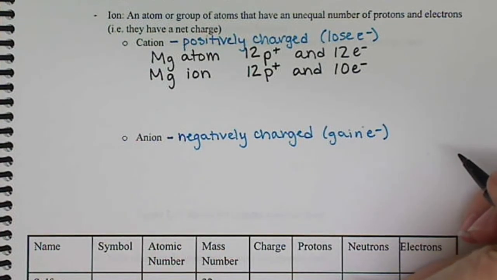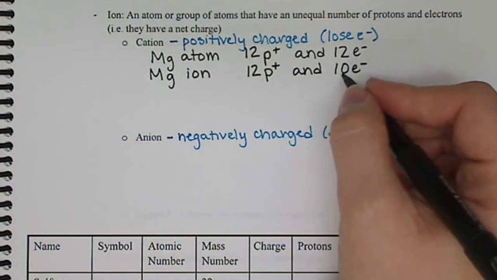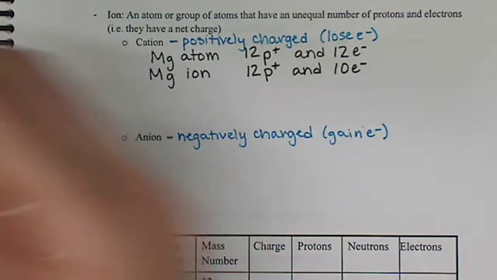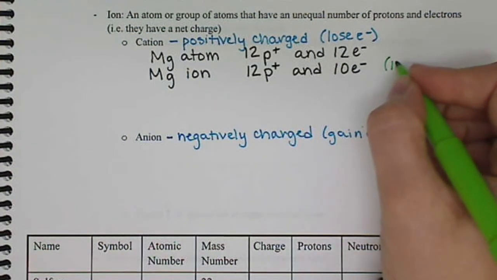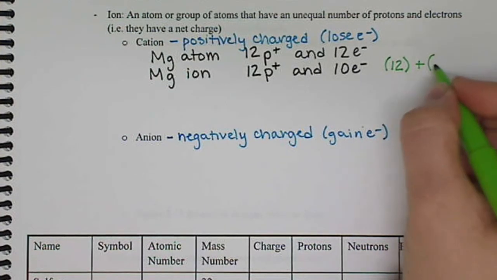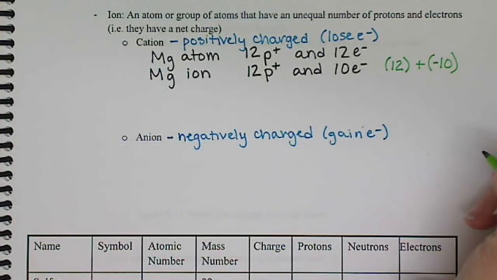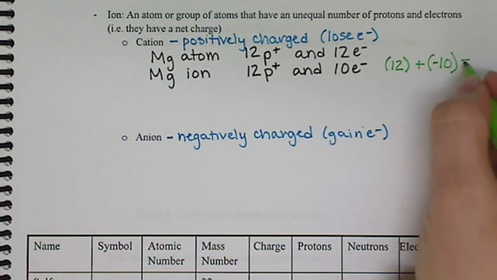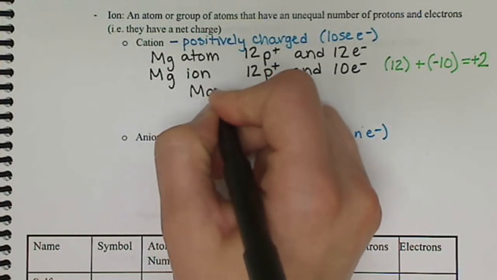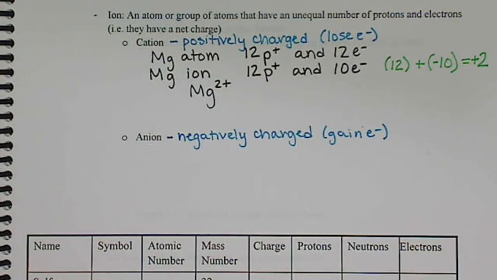Why it loses 2 over another number, we're going to get into when we talk about chapter 7, so stay tuned for that. So our overall charge for the magnesium ion: we take our positive charge from our protons and add that to however many negative charges we have, which is negative 10 from our 10 electrons. So overall we get a plus 2 charge. So the magnesium ion is going to be represented like this.